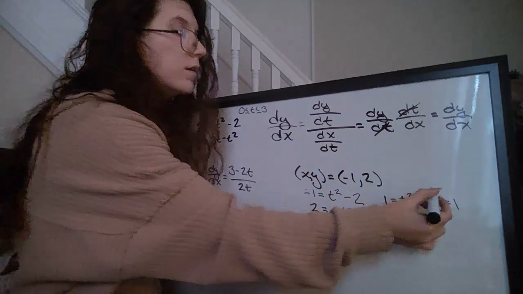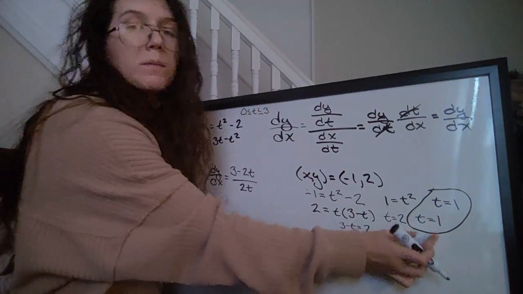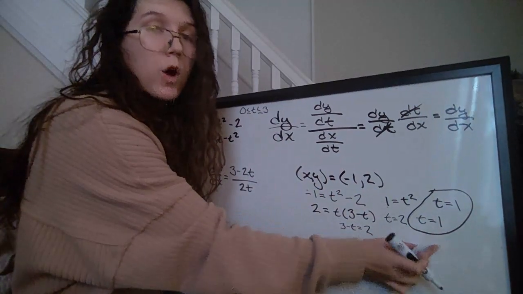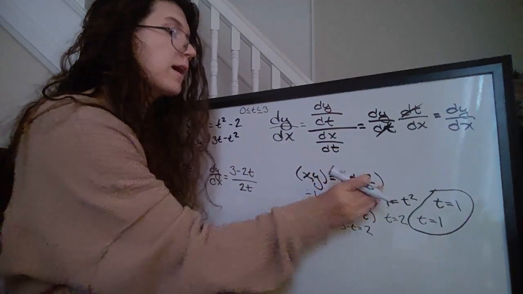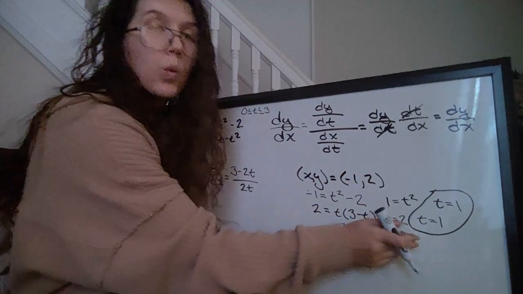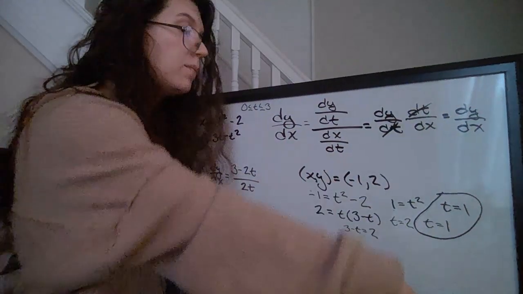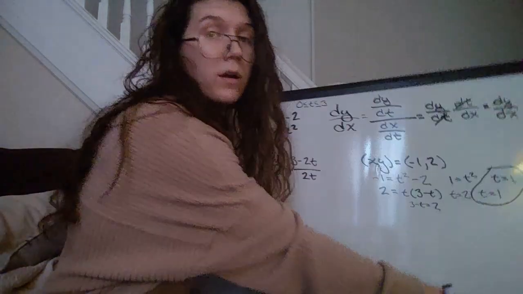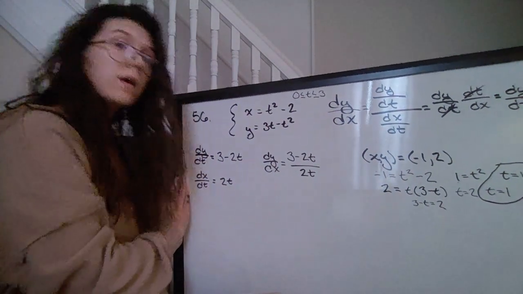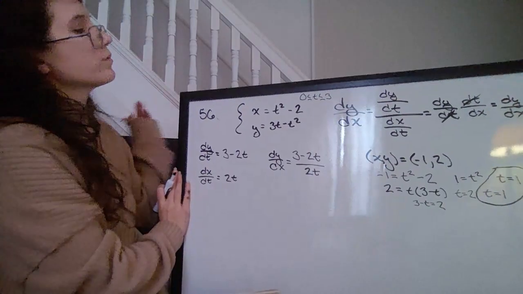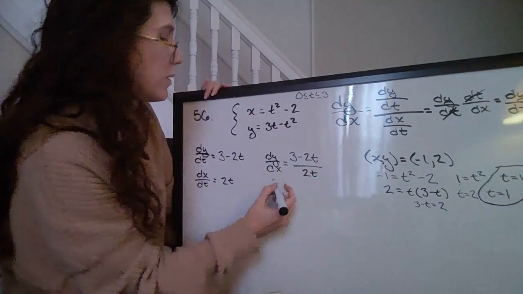So here, at this point, the only matching value for my time is 1. So my point in time where we are at this x and y coordinate is going to be 1. That is how we find what value of time we need to find our tangent line for. Because I have my rate of change, to find my slope, I need my time 1 and plug this into my rate of change formula.